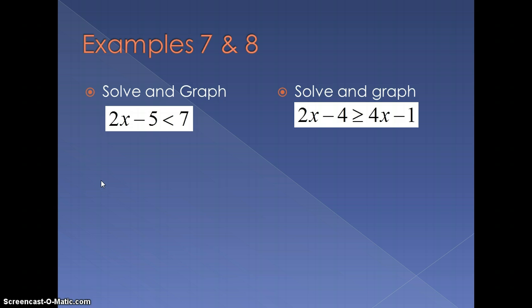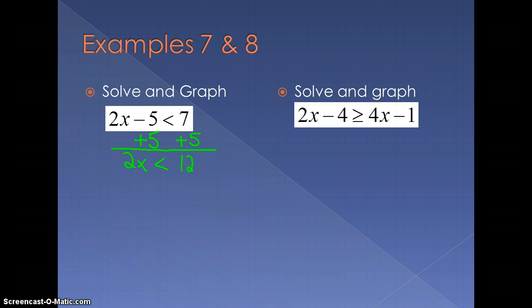And our last two examples. Multiple steps. Just like we get into multiple step equations, we solve them the same way. The inverse of subtracting 5 is adding 5. So I get 2x is less than 12.